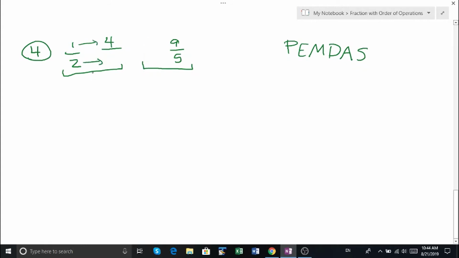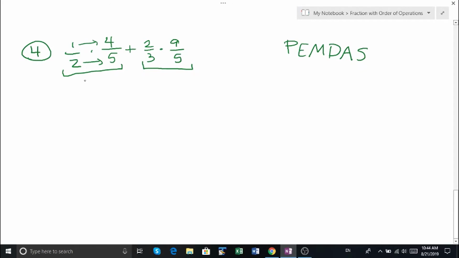Whoa, what did I do? I don't know. Okay, one moment, y'all. I'm going to rewrite what I just erased somehow. 4/5, 2/3, and then they're added.